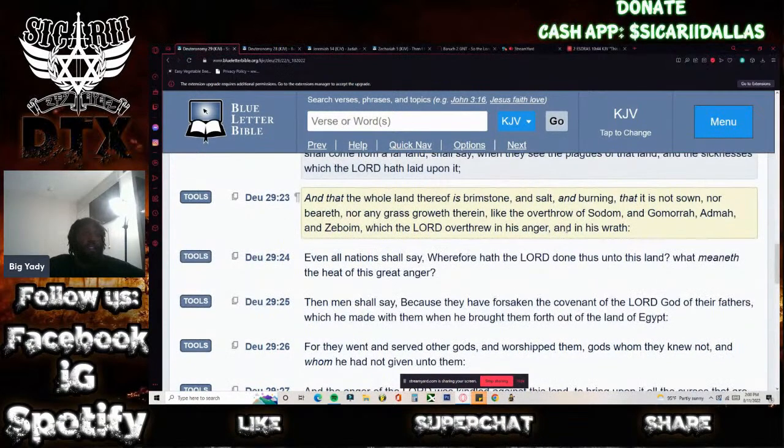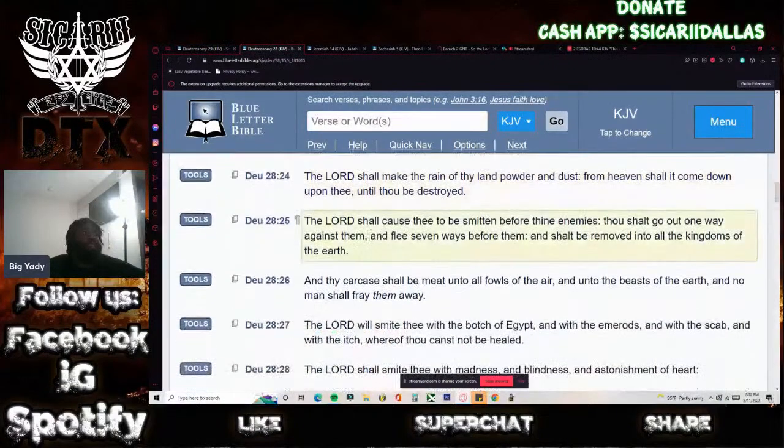Before I read that, I'm going to read this again. It says, and that the whole land thereof is brimstone, and salt, and burning, and that is not sown. It can't be sown because there isn't rain. And there isn't rain because the Lord signified a drought to happen in our land when we transgress the laws. This is Deuteronomy 28, verse 24. It says, Yahweh shall make the rain of thy land powder and dust. Powder and dust. From heaven shall it come down upon thee until thou be destroyed. Why? Because he's making droughts happen in our land for us transgressing the laws.